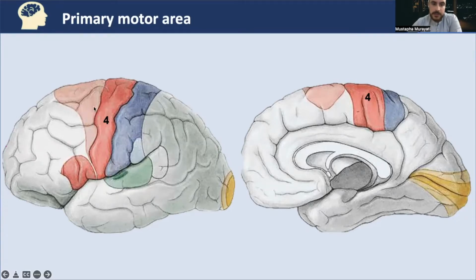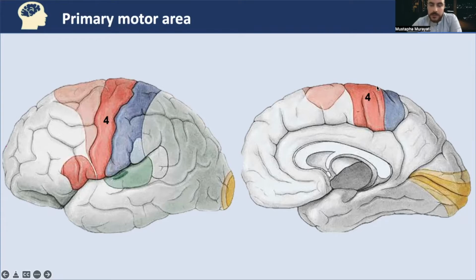So this is the precentral sulcus. And let's have a look at it from the medial surface. Here's the medial surface. This is the cingulate sulcus, and this is the marginal sulcus. And we mentioned that in front of the marginal sulcus is the central sulcus. So here's the central sulcus.